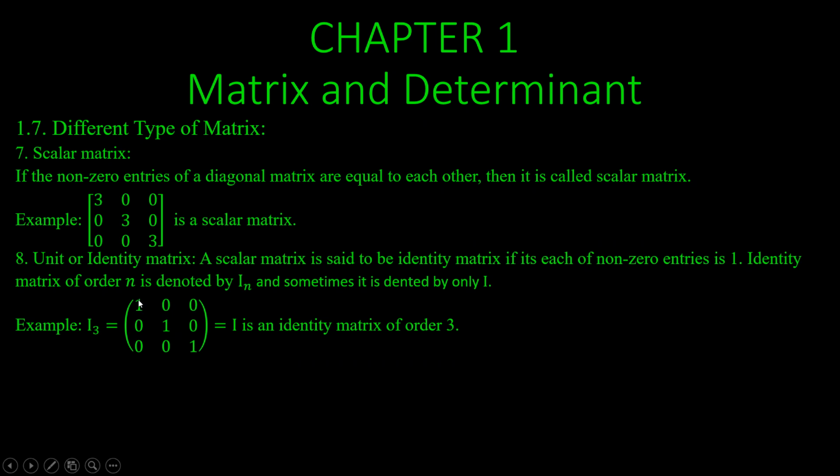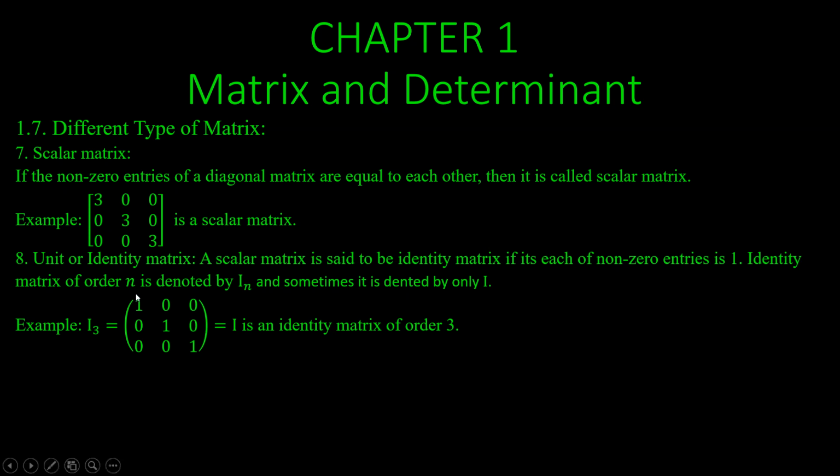Secondly, it is also a scalar matrix because all the entries along the principal diagonal are the same and the rest of the entries are 0. So it is a diagonal matrix as well as a scalar matrix. But in this scalar matrix, all the non-zero entries are 1. So it is also the identity matrix or unit matrix.